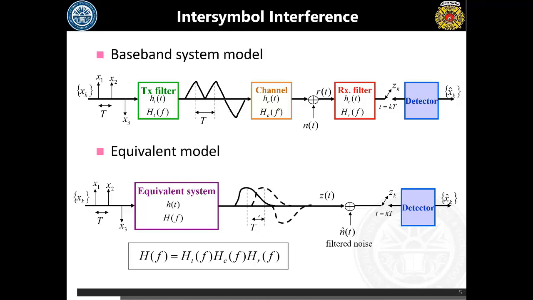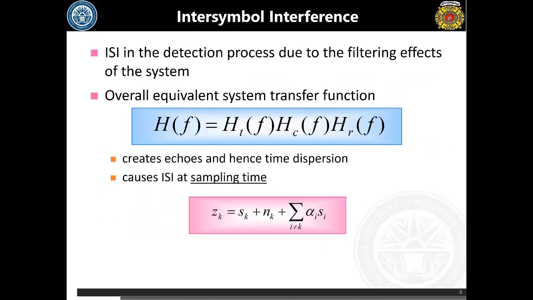As all 3 filters come in cascade, from end to end the overall transfer function H(f) is given by this equation, which is the product of the transfer functions of all 3 filters: H_T(f) for the transmit filter, H_C(f) for the channel, and H_R(f) for the receiver filter. The purpose of the overall transfer function will be to mitigate the effect of intersymbol interference by carefully designing the filters H_T and H_R, because the channel transfer function is not in our control.